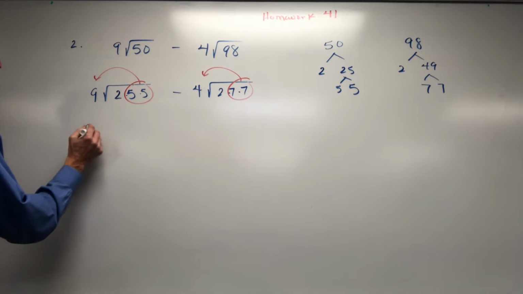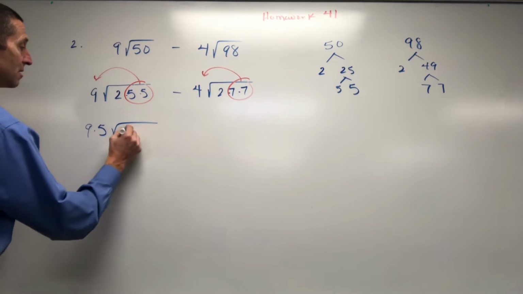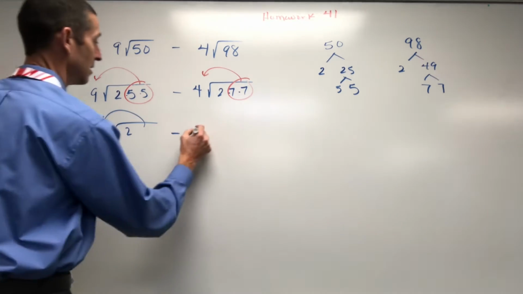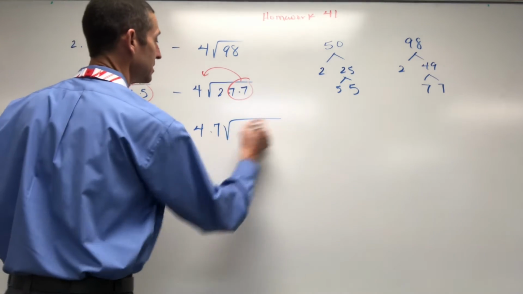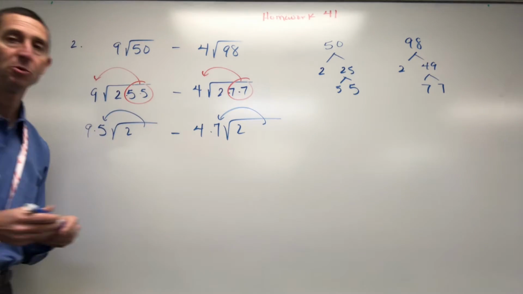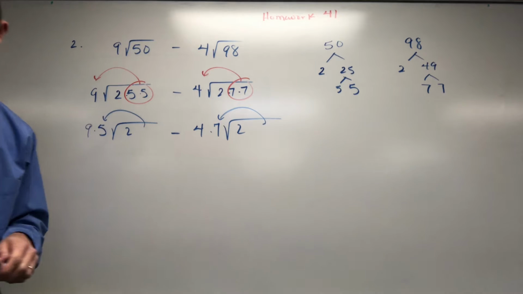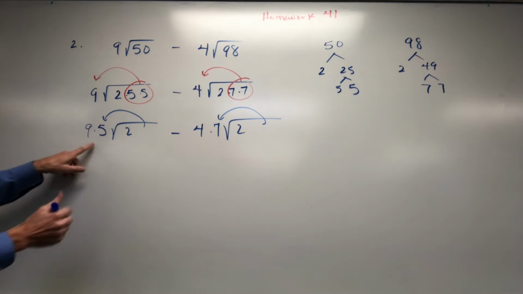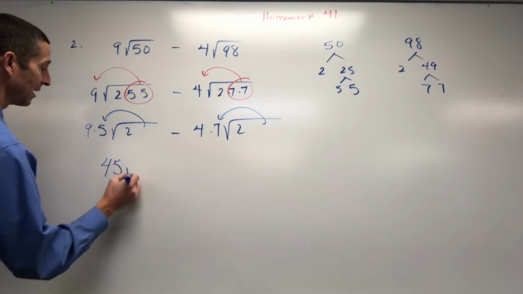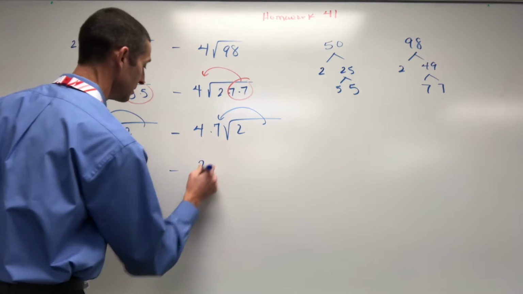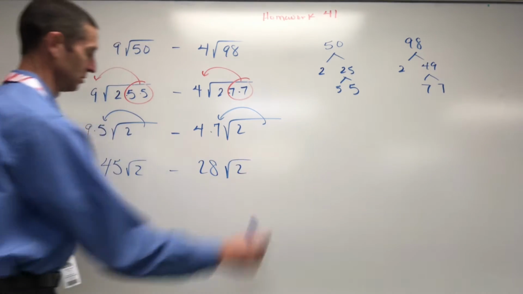So here's 9 times 5. Kind of looks like that. 4 times 7. Again, 2 on the inside, you only write it one time on the outside. So let's clean it up. 9 times 5, that's 45 square roots of 2. This is 28 square roots of 2.